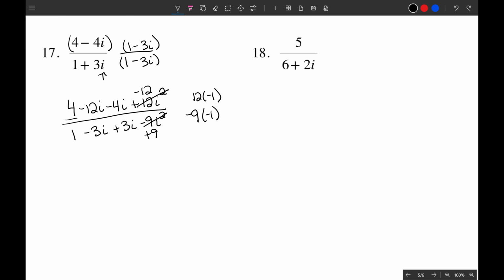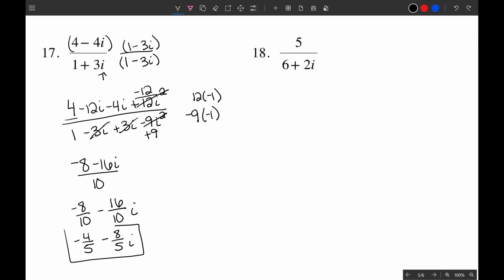So on the top, we have 4 and negative 12, which is going to give us negative 8. Negative 12i minus 4i is negative 16i. On the bottom, the 2 in the middle should cancel, and they do. 1 and 9 make 10, so I have negative 8 over 10 minus 16 over 10i. Negative 8 over 10 reduces to negative 4/5, and 16 over 10 reduces to 8 over 5, and we have our complex number.